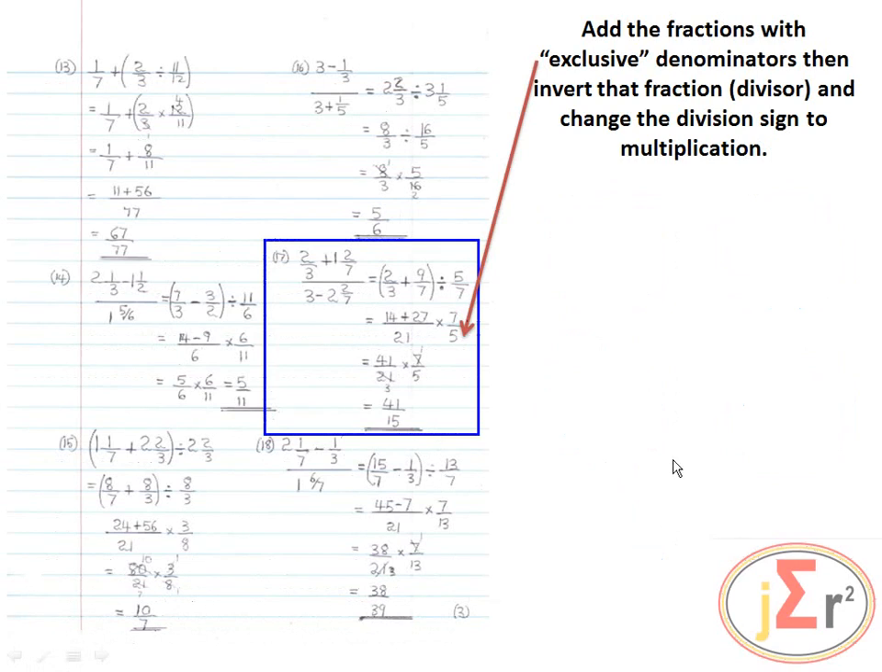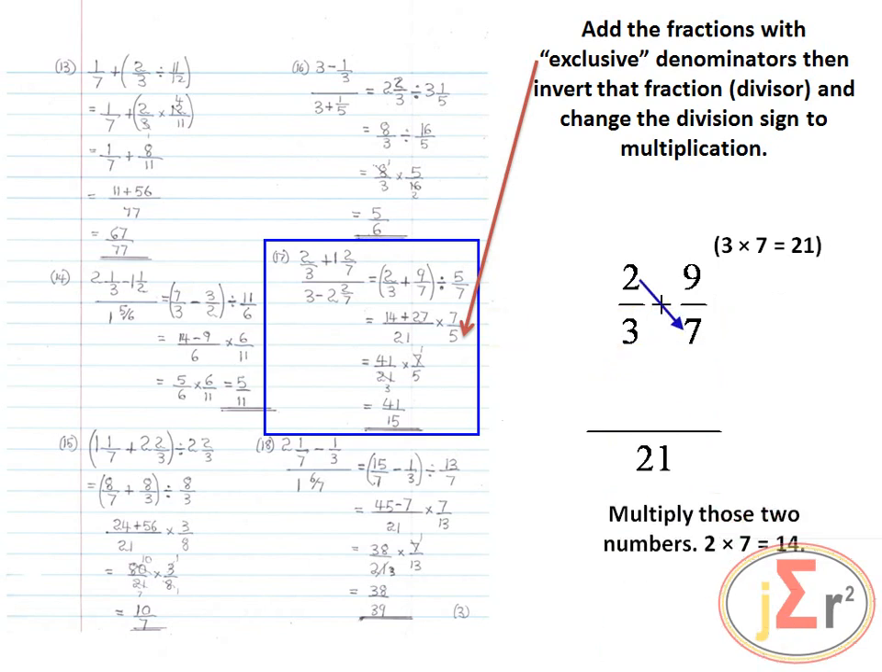Now, for fractions with exclusive denominators, invert the fraction which we are dividing by, the one that we call the divisor, and change the division sign to multiplication. Remember that for exclusive denominators, the new denominator will be the product of the two denominators. 3 7s are 21, then 2 7s are 14, and 9 3s are 27. Nice. And then we do the reciprocal.